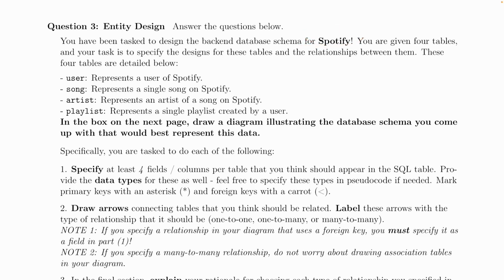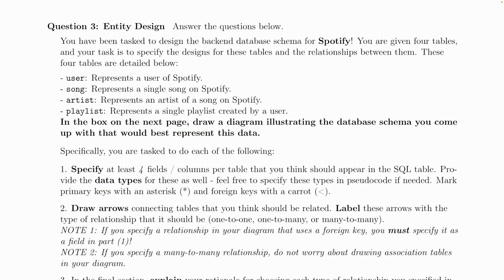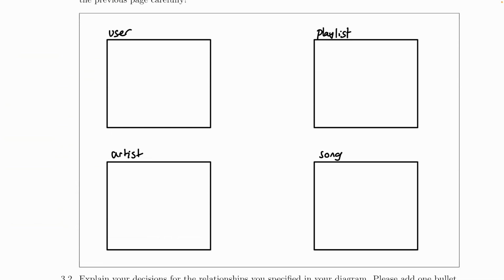So we're given 4 tables. We're given a user table, which represents a user of Spotify, songs, which stores songs, and then artists, which is someone who, I guess, sings the song. And then playlist, which is a single playlist created by a user. And we have the same requirements as before. For this one, I'm going to scroll down and look at this here. I've written out all 4 tables: user, playlist, artist, and song.